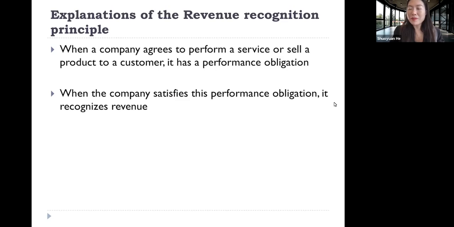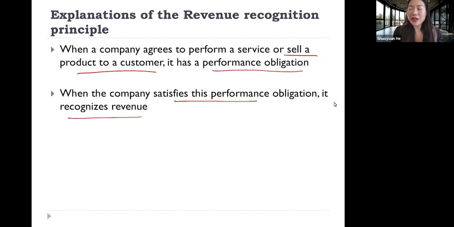We just talked about the measurement principle. Now let's look at the revenue recognition principle. So the revenue recognition principle here is when a company agrees to perform a service or sell a product to the customer, it has a performance obligation, or in other words, an obligation to perform. And when the company satisfies this performance obligation, it recognizes revenue.